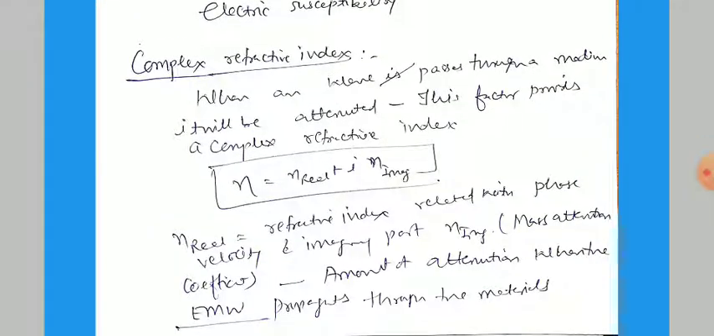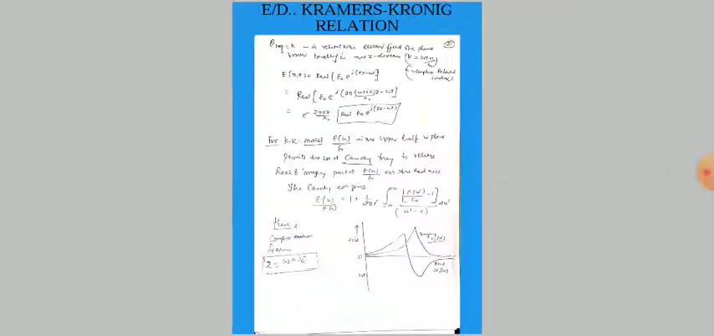So we start with the complex refractive index. When the wave passes through the medium, it is converted, and this proves the complex refractive index: n equal to n real plus iota n imaginary. So n real is the refractive index related with the phase velocity, and the imaginary part is related with the mass attenuation coefficient, as we have discussed earlier, the Lorentz oscillator. It is the amount of attenuation when the electromagnetic wave propagates through the materials.